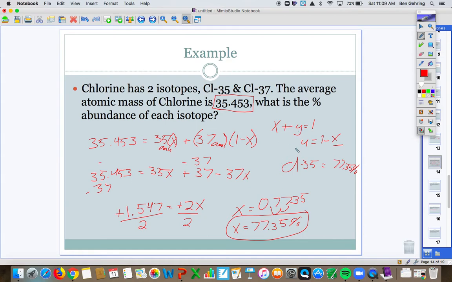Now I can use my x plus y equals 1, and I can substitute. So I can use my decimal again, or I can use 100. So I can take 1 minus 0.7735, which is going to equal, I apologize, I'm running out of space, 0.2265. If you're confident in this answer, you can take 100 minus that, and chlorine 37 is going to be 22.65%.